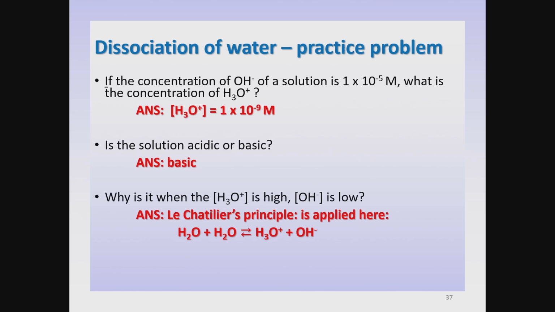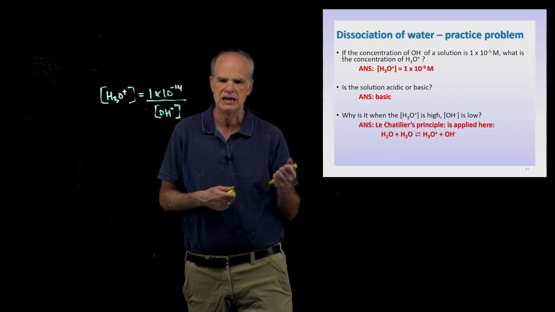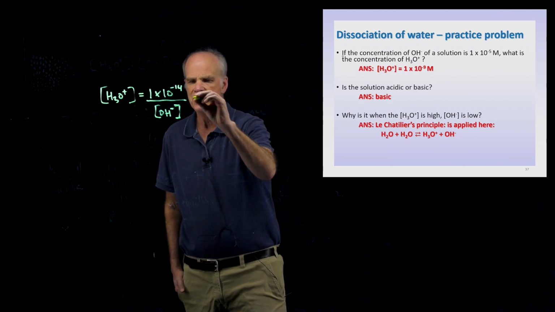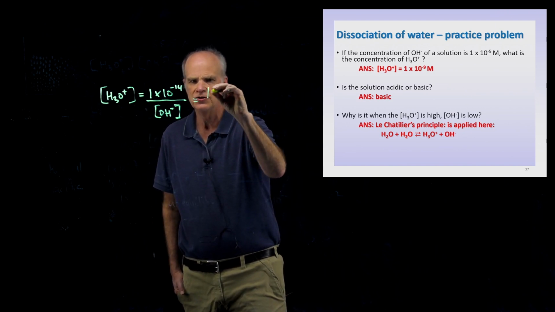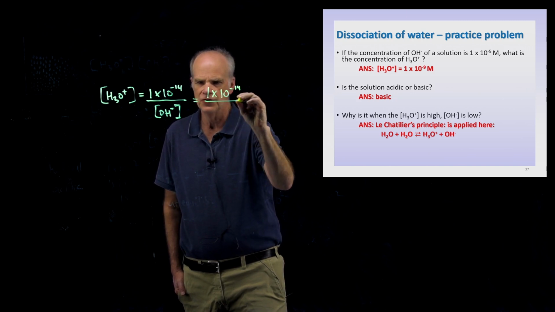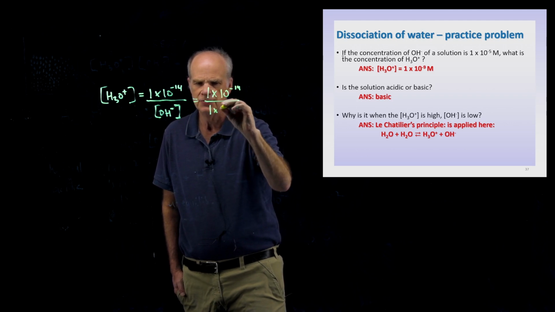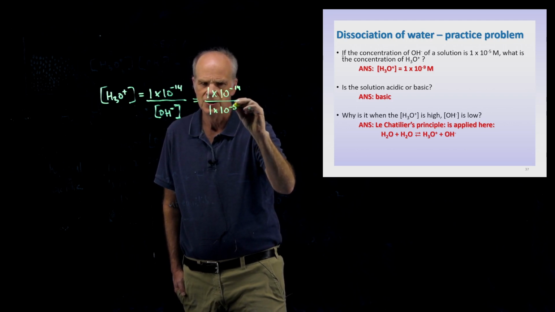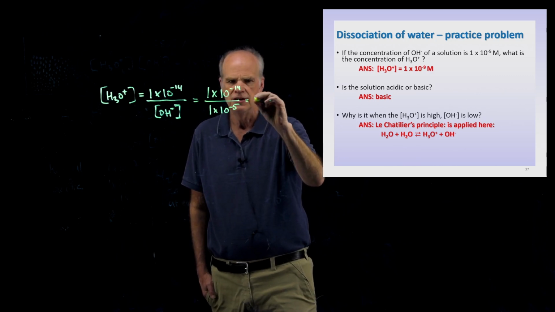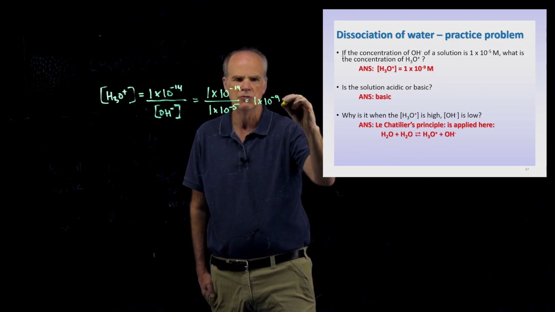Here we are given a hydroxide concentration. We're trying to figure out hydronium. So really quickly, you just plug it into the formula: 1 times 10 to the negative 14 over the hydroxide, which is 1 times 10 to the negative 5. If you do the math, you should get 1 times 10 to the negative 9, and the units will be molar.